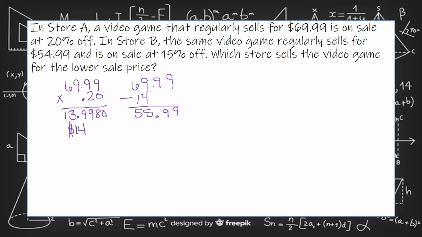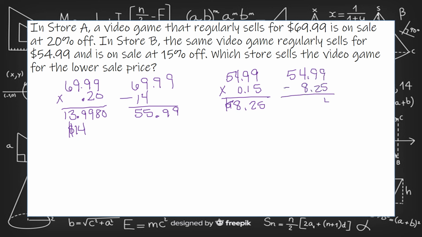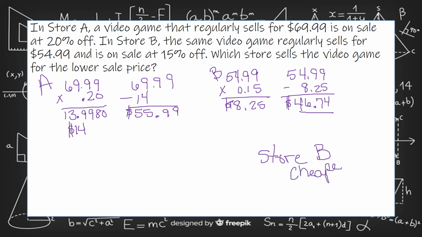So that means their video game is $14 off, which makes it $55.99. Okay, then we've got $54.99, and they have it on sale for 15% off. So we're going to multiply $54.99 times 15%. And we get that this one is $8.25 off. So we subtract $54.99 minus their $8.25. And that is $46.74. And this is store B. This whole thing was store A. So which one's cheaper?